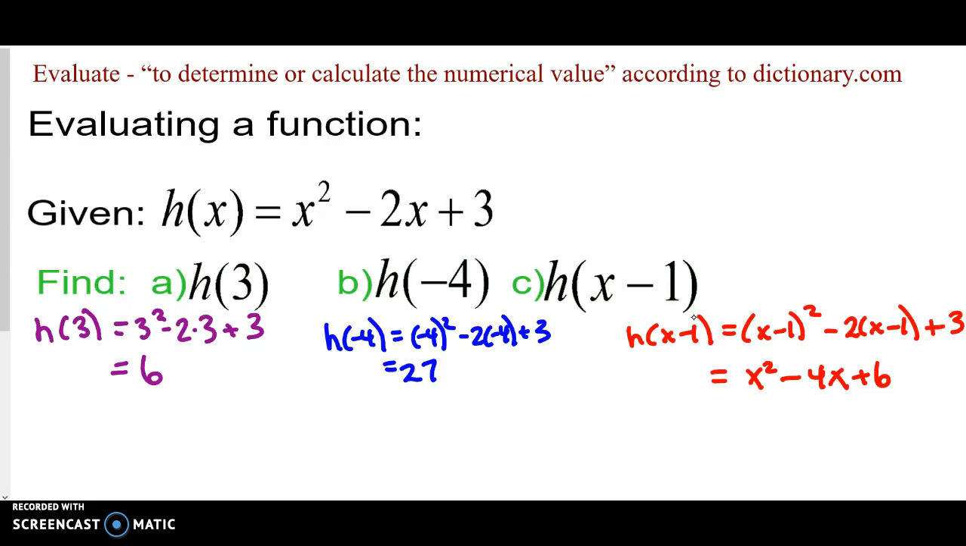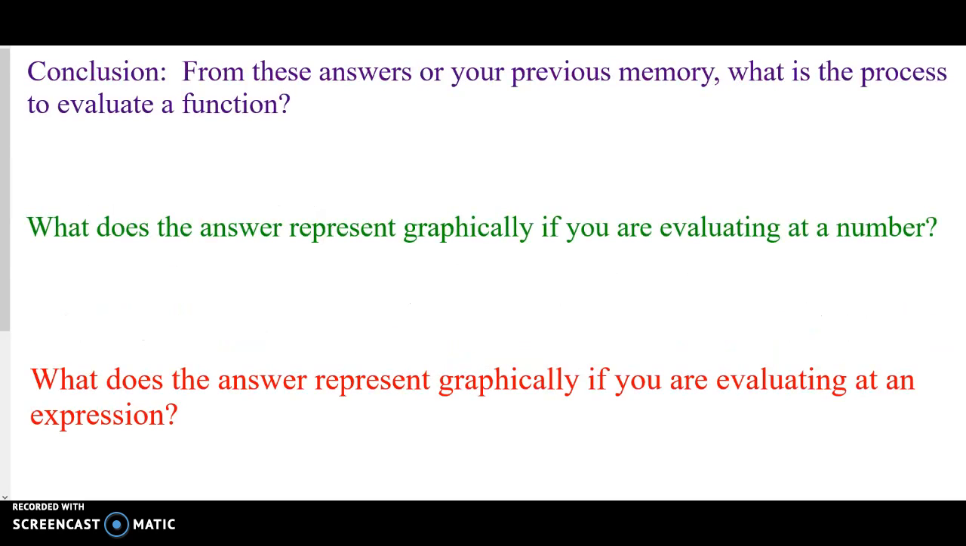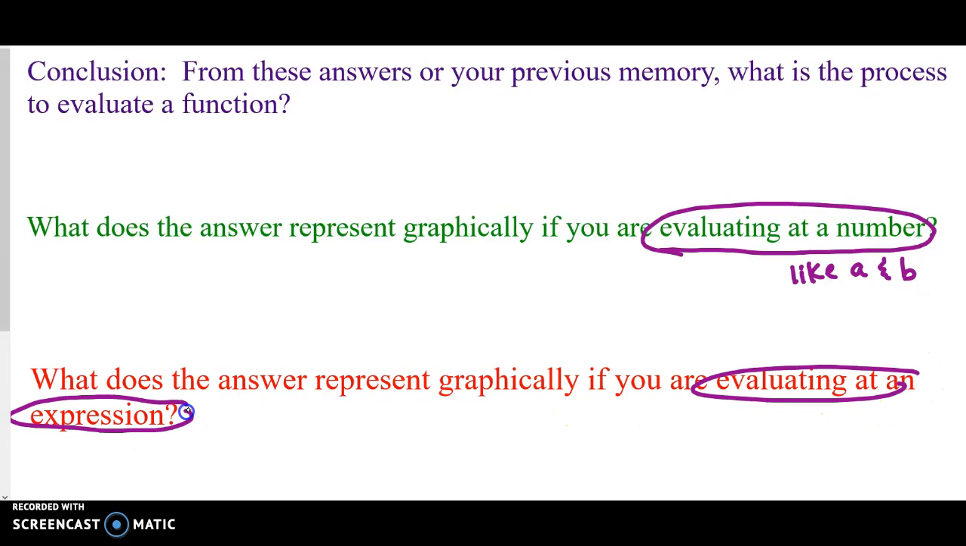So let's make some conclusions. Based on your answers, or maybe your previous memory, what is the process to evaluate a function? How would you do that? The question here says, what does the answer represent graphically if you're evaluating at a number? So this is kind of like A and B. And then I ask, what about if you're evaluating at an expression? So this is like C. Okay, so go ahead, take a minute to think about an answer here and write it down in words. And let's see what you guys come up with.